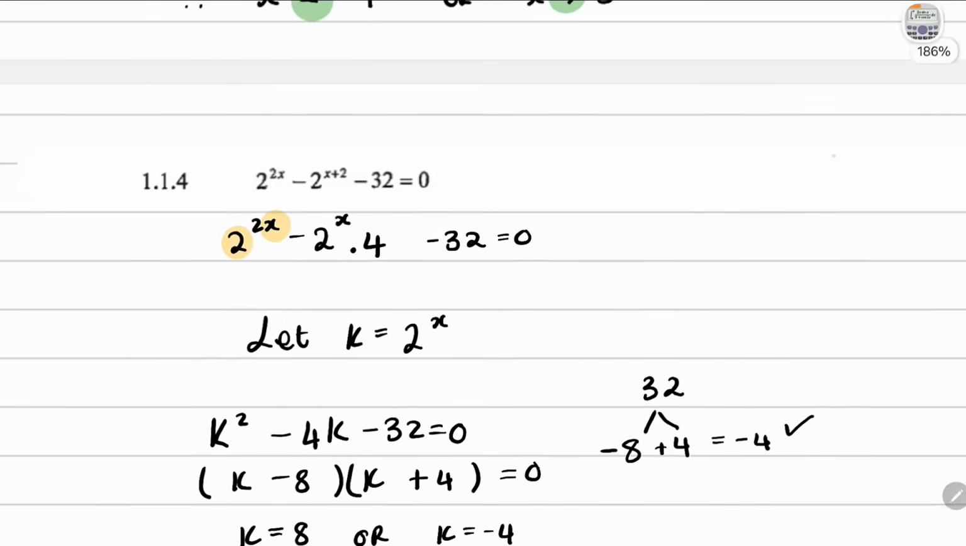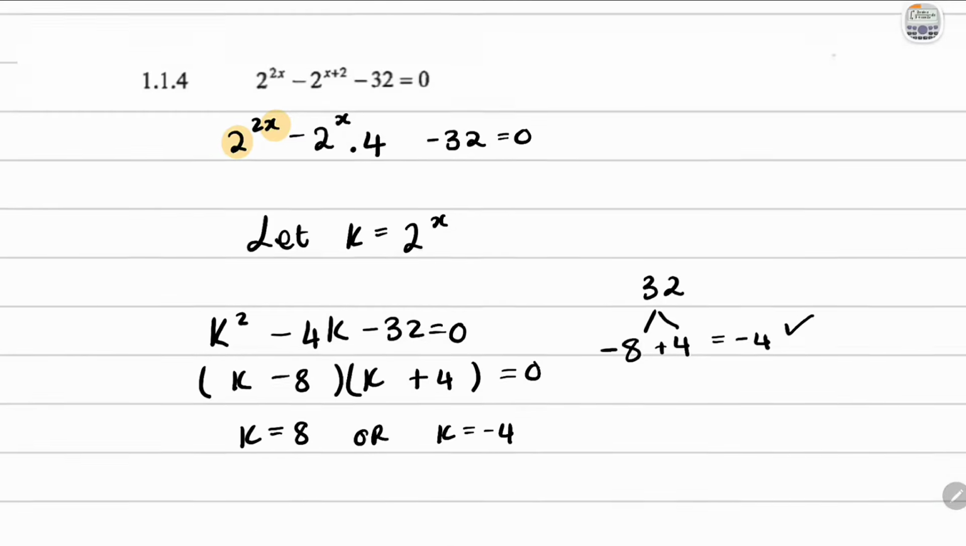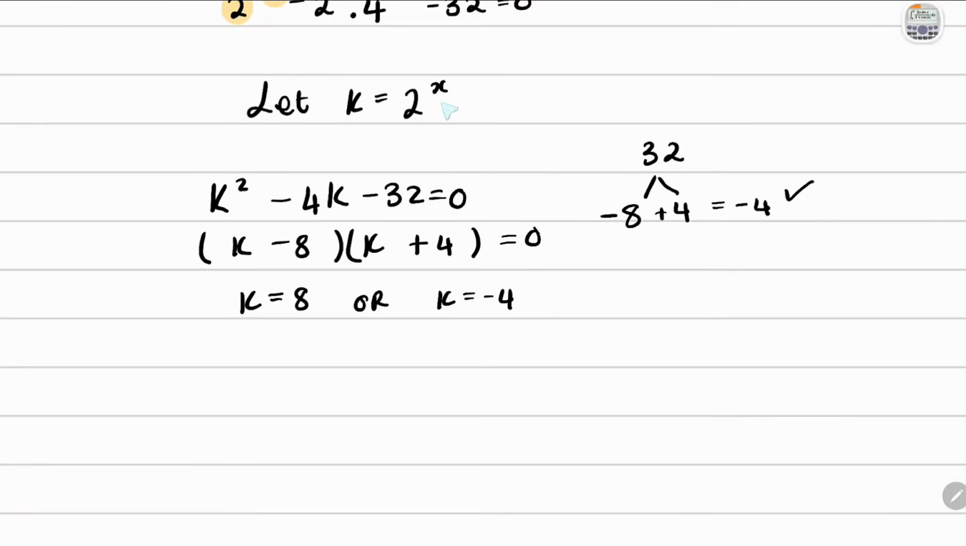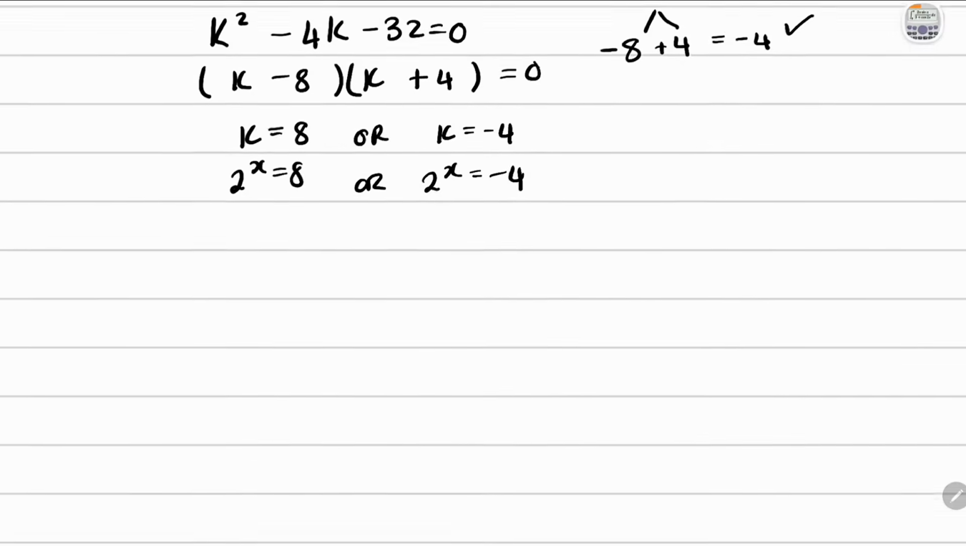Now, the question is not to solve for k. The question is to solve for x. So to solve for x, we're going to get what we assigned to k at first, which was that 2 to the power of x. So since we said k was equal to 2 to the power of x, let's replace that now with k. Okay, so 2 to the power of x is equal to 8, or 2 to the power of x is equal to negative 4. And now we can finally solve for x.